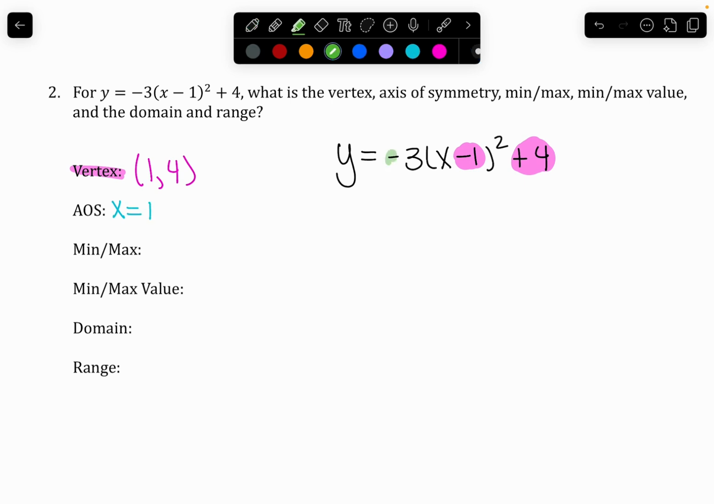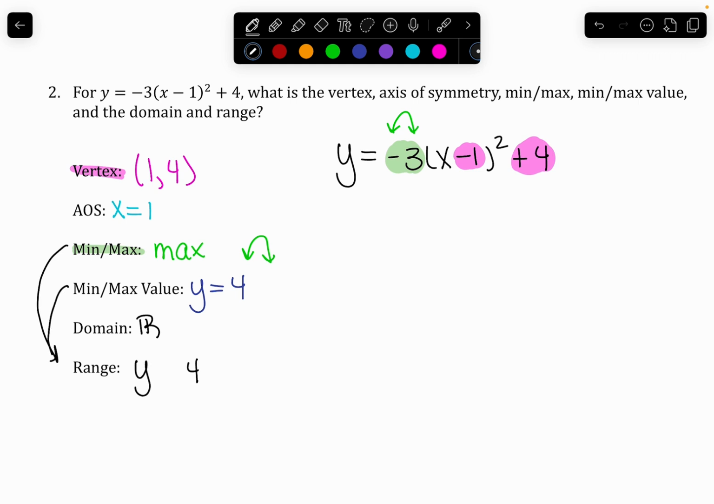To determine if you have a minimum or maximum, you need to look at your a value, or that number in the front, and that is going to tell you if you have a parabola that opens up or opens down. Because that is a -3, that means that my parabola has actually reflected across the x-axis and now it's upside down. So now we have a max. That maximum value will be 4 because that is the y value of my vertex. Your domain is all real numbers, and remember that your min-max and your min-max value will help you with your range. 4 is my maximum value, and all of the y values go this way, so y will be less than or equal to 4.